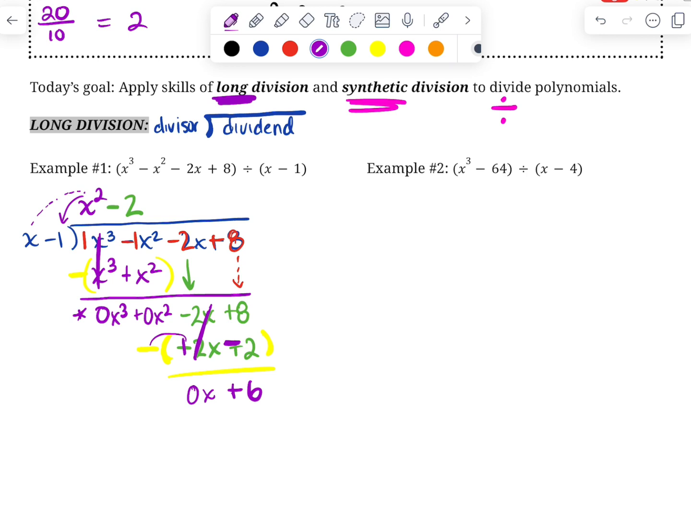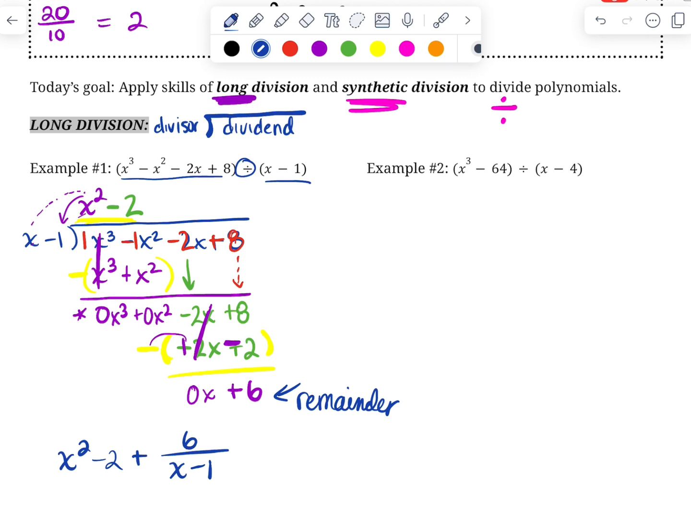Okay, now after this, because I just have 6, not 6x, there isn't anything else I could write up here that would help me get rid of this 6. So I'm done. So my answer is that when I take this polynomial and divide it by x minus 1, I get x squared minus 2 and a remainder of 6 over x minus 1. All right, that's my remainder because it didn't divide evenly. And sometimes that's going to happen. Sometimes it'll divide evenly and sometimes it won't.